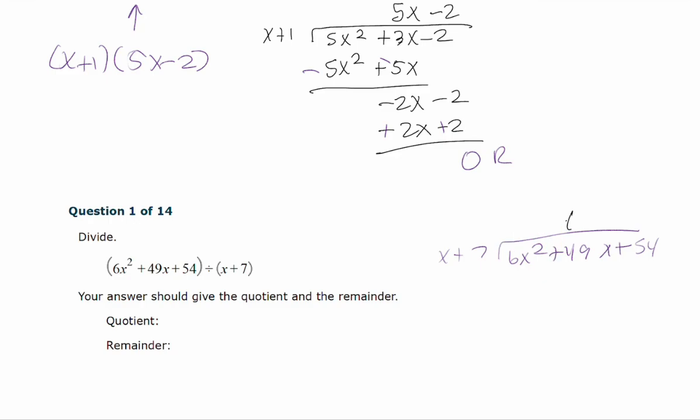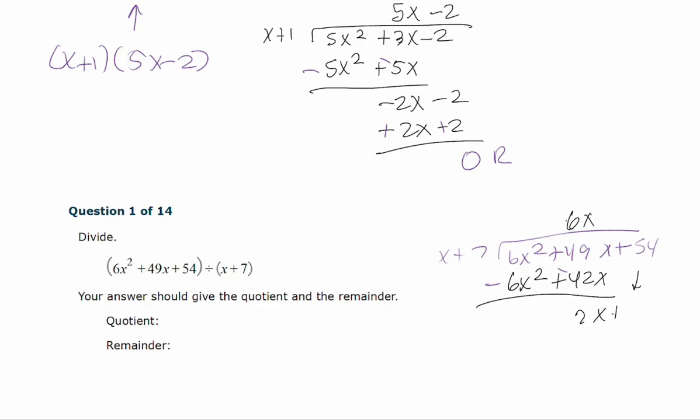So what times x would turn into a 6x squared? That would be 6x. Put it up here. We're distributing, so we're going to multiply by both of those. We get 6x squared plus 42x. We are subtracting, so change the signs of both and combine like terms. The first term should always go away. 6x squared minus 6x squared. Bam, gone. Perfect. 49x minus 42x is 7x.